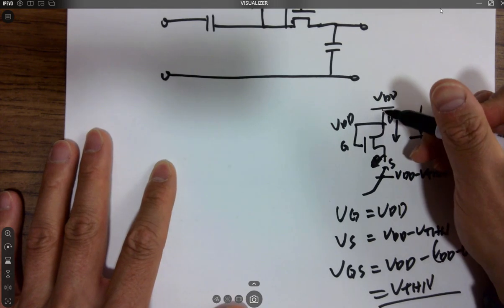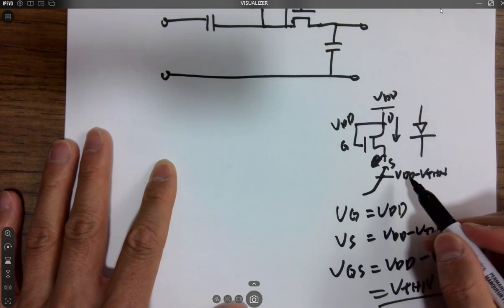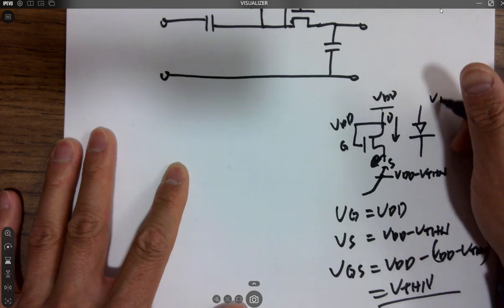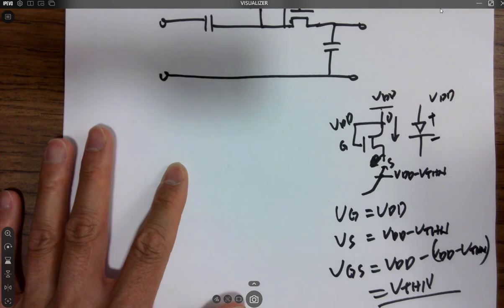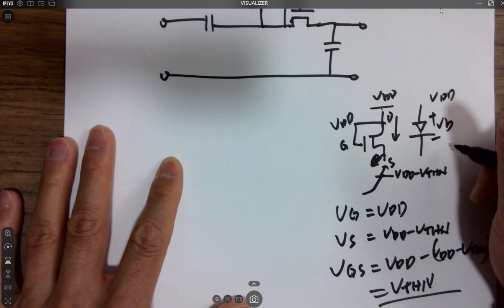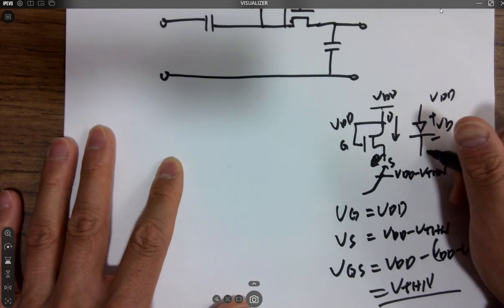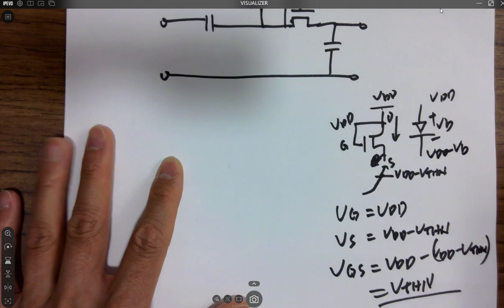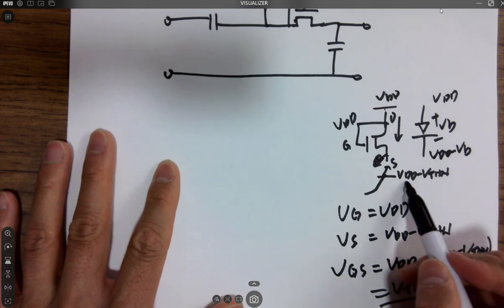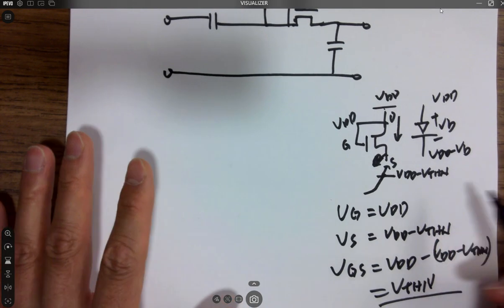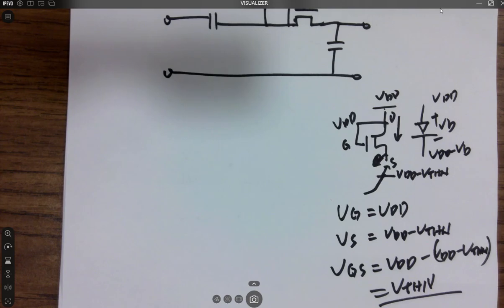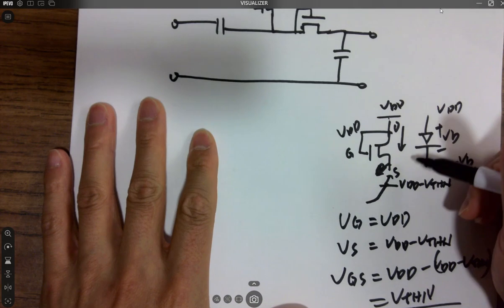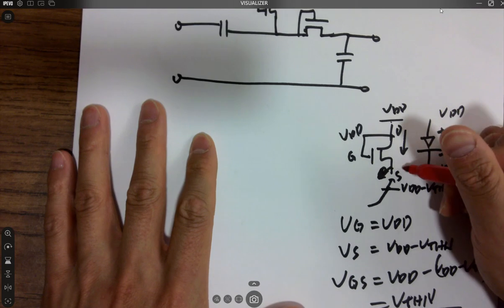So this guy is able to pass voltage from top to bottom, but it's losing something. It's very similar to this guy, right? The diode is losing a VB over here, so the largest voltage you can pass through this point is actually VDD minus VB. And this is VDD minus VTHN. So they're very similar. They are both losing a little bit of voltage. And also, you cannot run current from bottom to top for this guy.